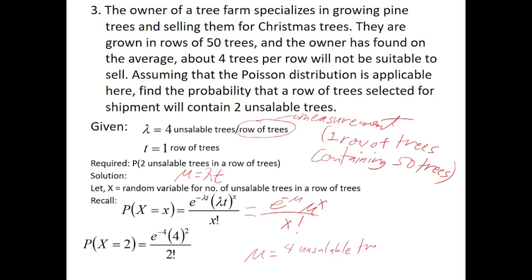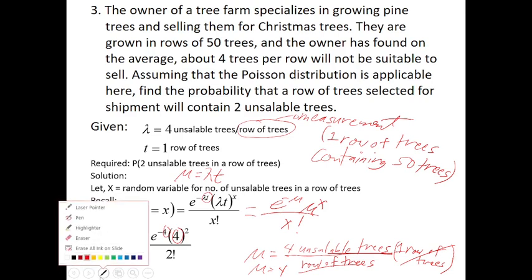So that is mu equals lambda, which is 4 unsaleable trees per row of trees. That is lambda multiplied by time. Time interval. Sa case na to, hindi siya time interval. Multiplied by measurement. Measurement is 1 row of trees. Okay? So cancel, kaya 4 ang sagot. Mu now is 4. Kaya 4 ito. Kasi lambda t is 4. Ito rin ay 4. Okay?